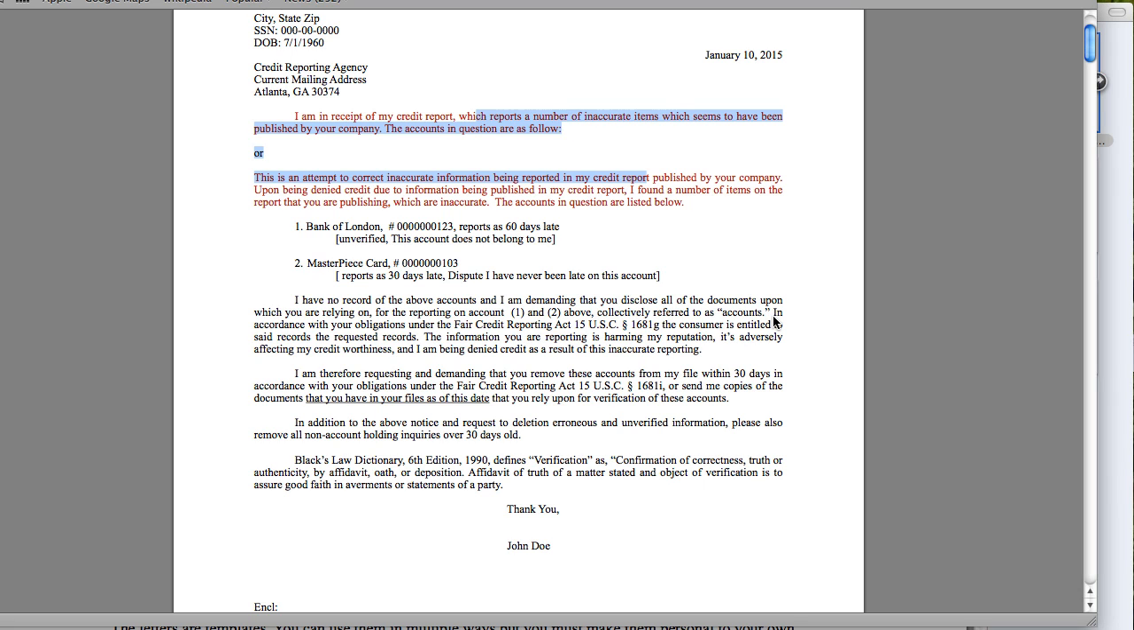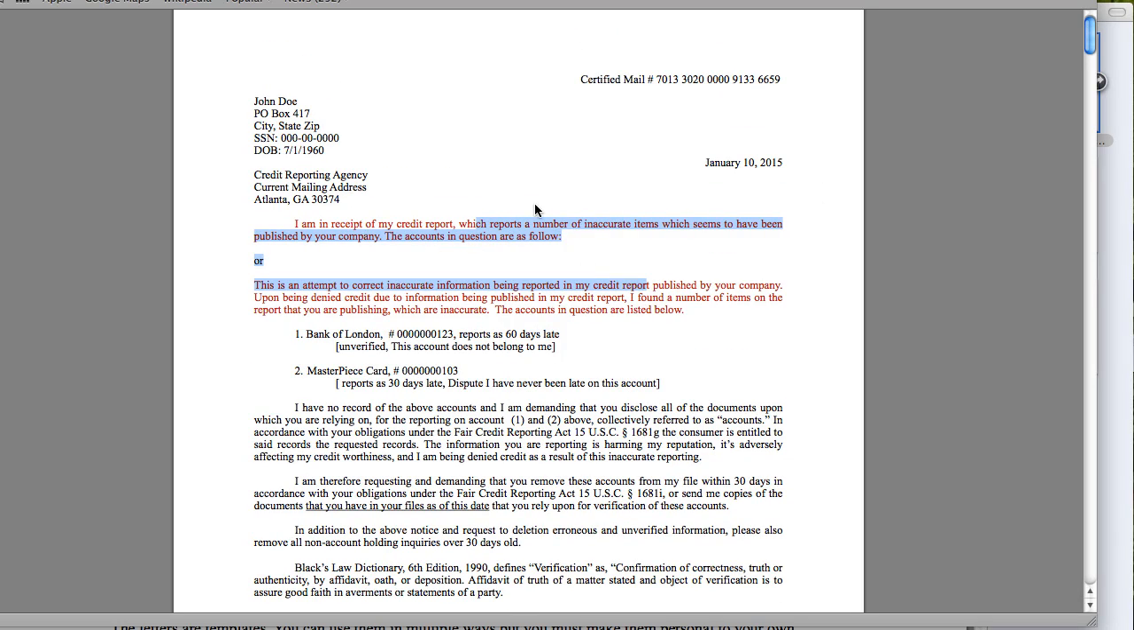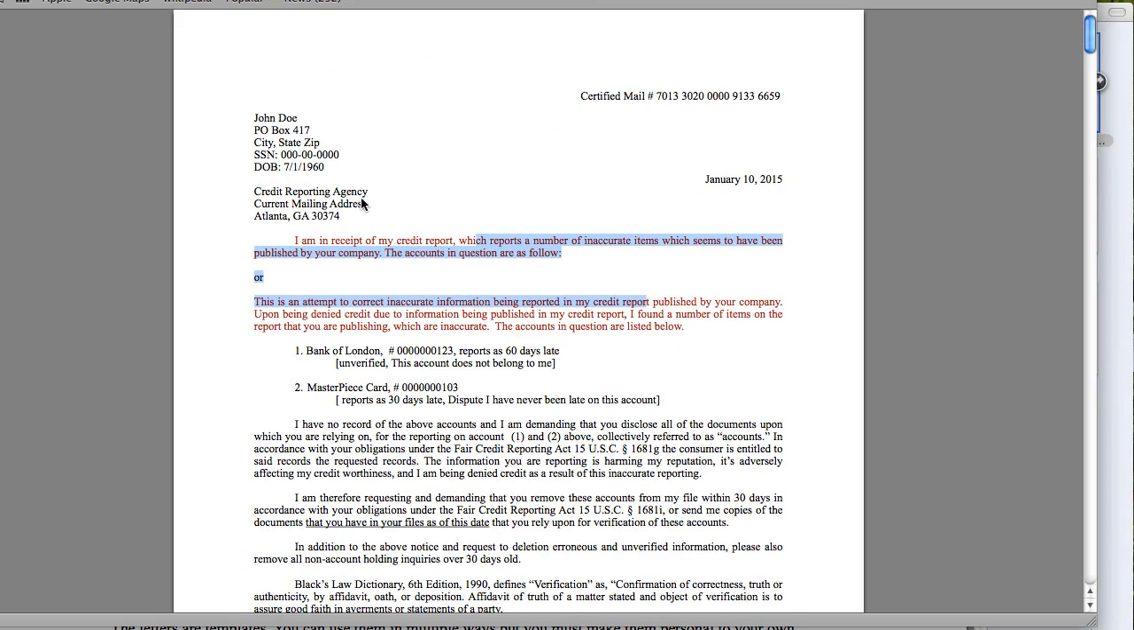Let's see. In accordance with your obligations under the Fair Credit Reporting Act, the consumer is entitled to the records requested. The information you are reporting is harming my reputation, is adversely affecting my creditworthiness, and I'm being denied credit as a result of this inaccurate reporting. I am therefore requesting and demanding that you remove these accounts from my file within 30 days in accordance with your obligations under the Fair Credit Reporting Act, or send me copies of the documents that you have in your files as of this date that you rely on for verification of these accounts. In addition to the above notice and request, whatever, you can read the rest of it. That's like an initial letter. So you know, make it personal, put your certified mail information in there, send it to the credit reporting agency.